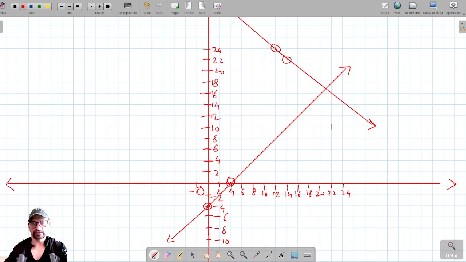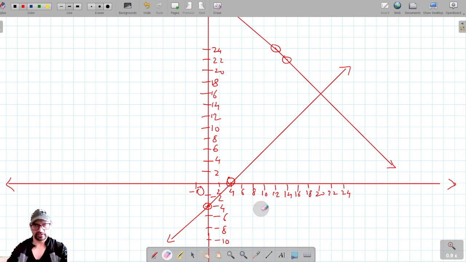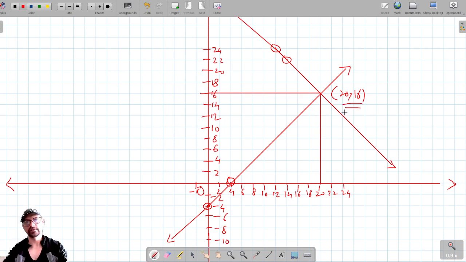these two are intersecting at, this is 20 and this is 16, so this is 20 comma 16.